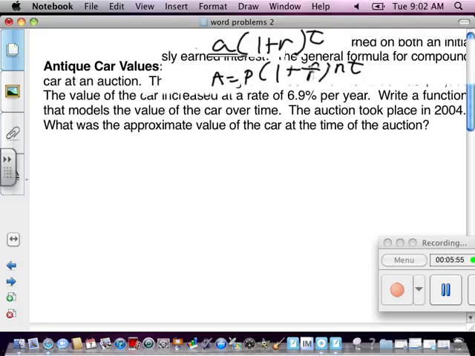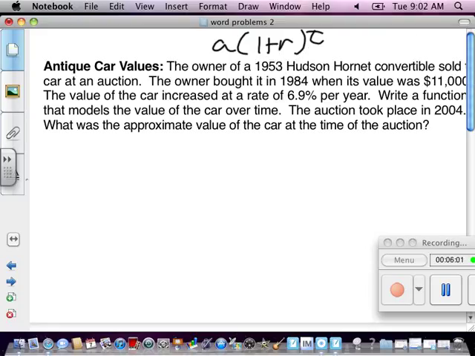So the owner of a 1953 Hudson Hornet convertible sold a car at an auction. The owner bought it in 1984 when its value was $11,000. The value of the car increased at a rate of 6.9% per year. Write a function that models the value of the car over time. The auction took place in 2004. What was the approximate value of the car at the time of the auction in 2004?